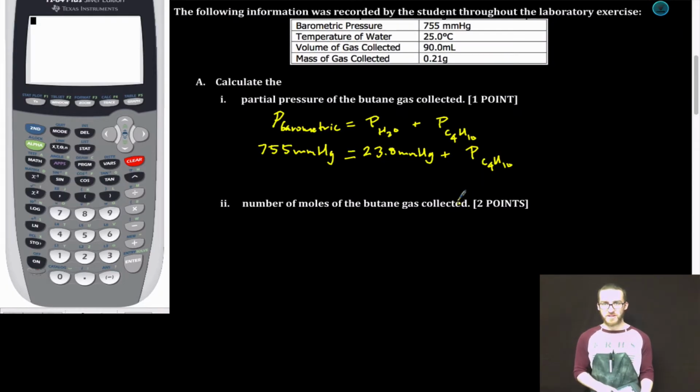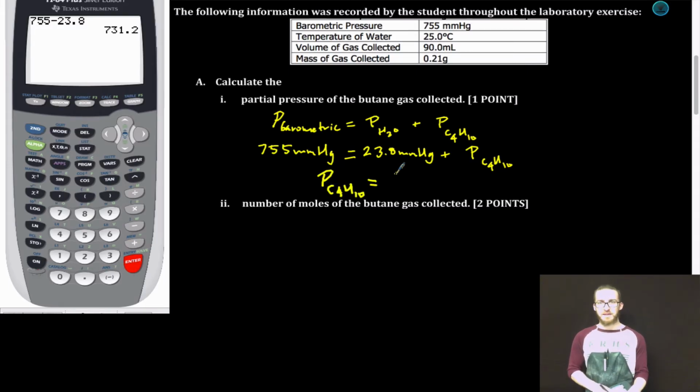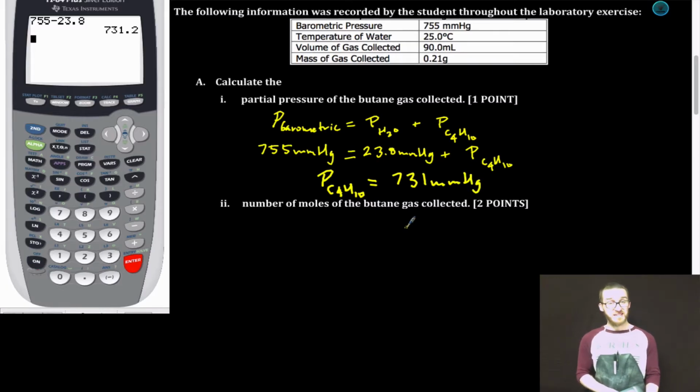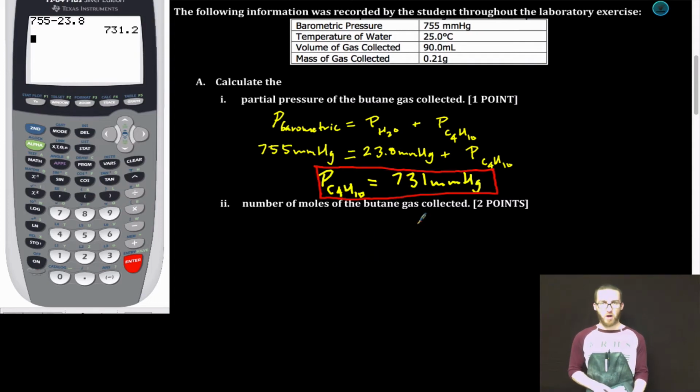Boom. So now it's just a very simple algebra problem. I just have to subtract the partial pressure of the water from the total barometric pressure. 755 minus 23.8. Now be careful, to the correct number of significant figures, the partial pressure of the butane gas is 731 millimeters mercury, going to the least precise place value, which is the ones place in this case. Boom. Partial pressure of the butane gas.